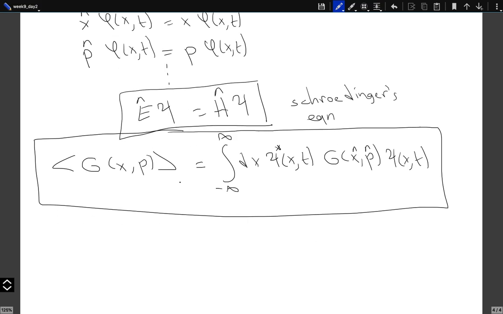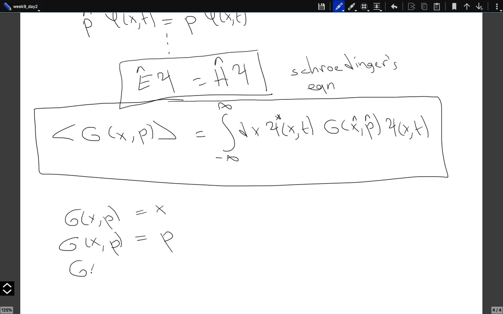G can be anything. For example, G can be just x, as we had seen before, or G can be just p. These are the two cases that we had written before. Or, for example, G can be this one. Do you remember this quantity? L_z.